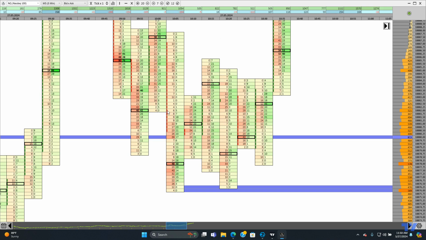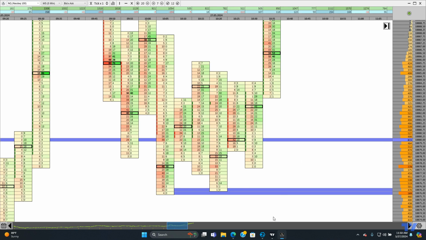And this is exactly what we see right here. We see how the sellers are coming passive aggressive and the buyers are stepping in. They're stepping in. They're stepping in. And right here, they step in with a good order flow on the delta. Without a doubt, this is somewhere where we can engage.